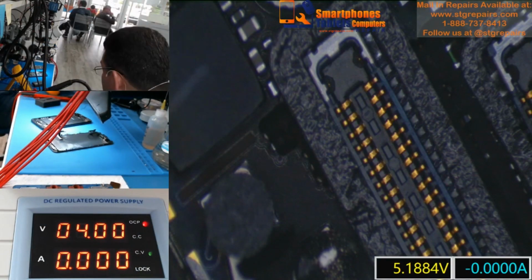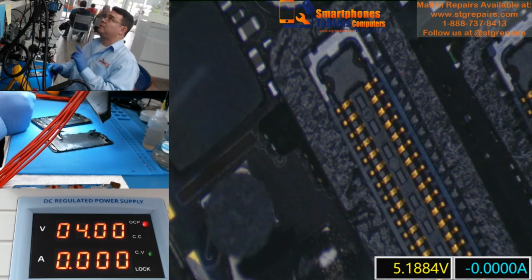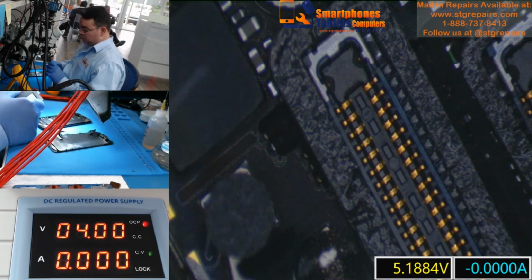But now, because it didn't work, I have it here, and I'm going to show you why it's very important to check every single detail.